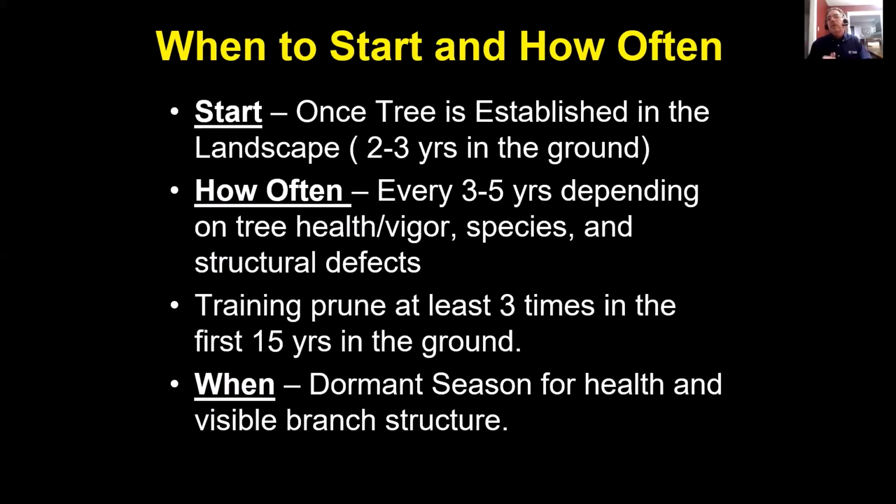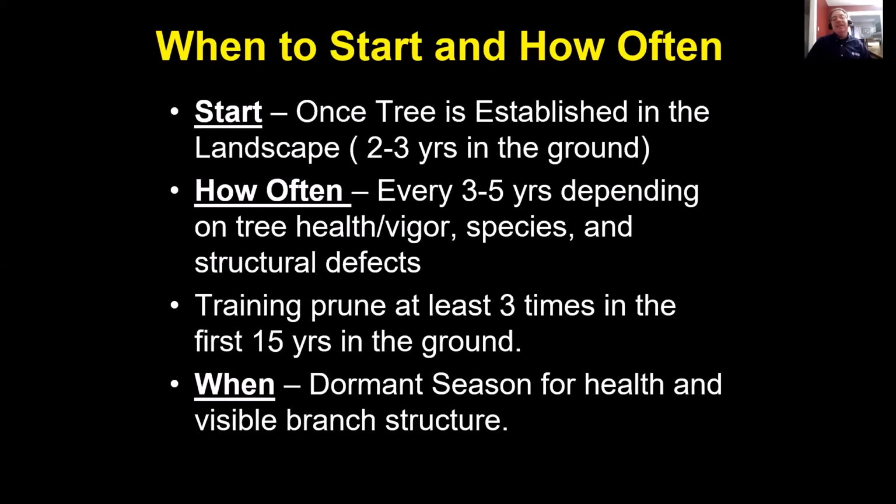Oh, codominant stem, let's remove that. Oh, let's remove some lower branches. We've got better clearance for the mowers now, right? So this training pruning, at least 3 times in the first 15 years in the ground. And again, we don't do it. We tend to plant trees, walk away from them until a branch crashes out of it. And then we hire someone to figure out why that happened and what we should prune now, right? So it's best, and it's real easy, and it's affordable to work on young trees, right?